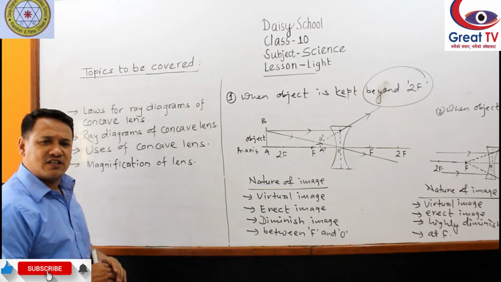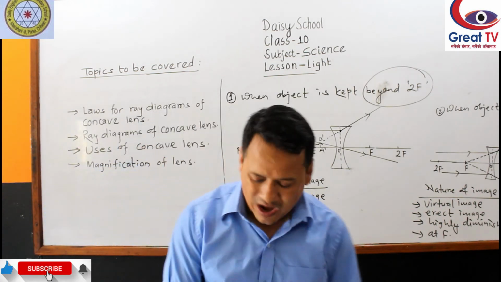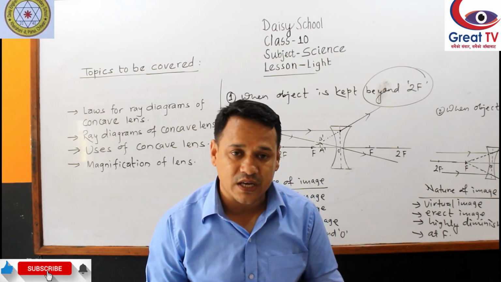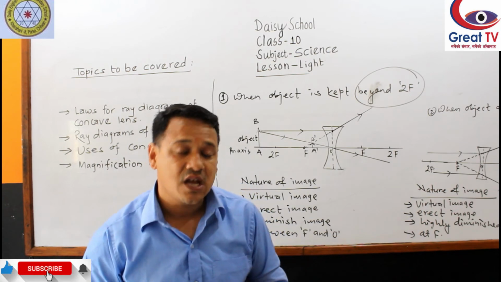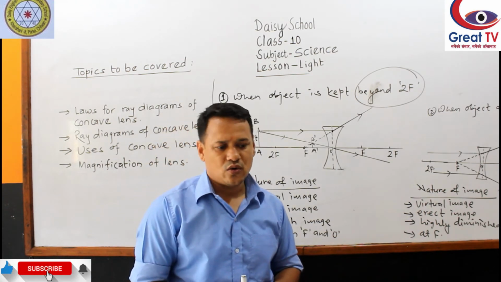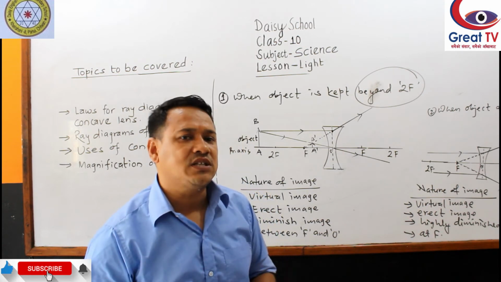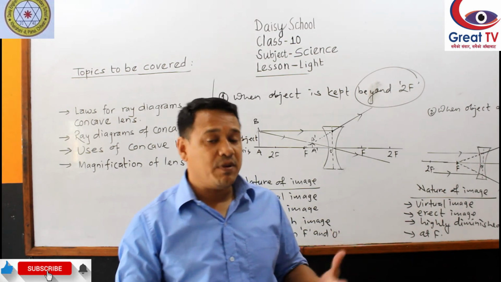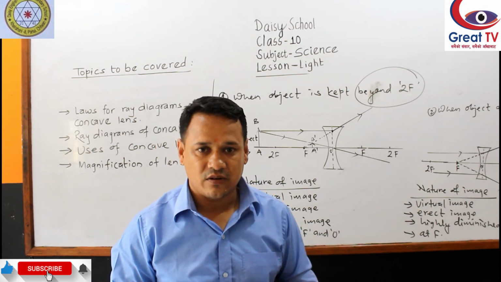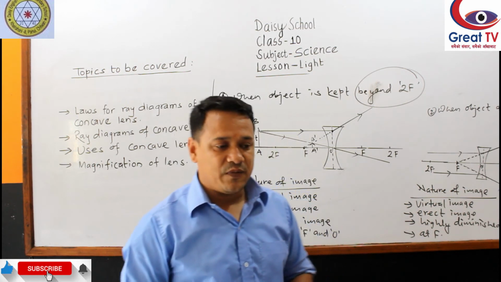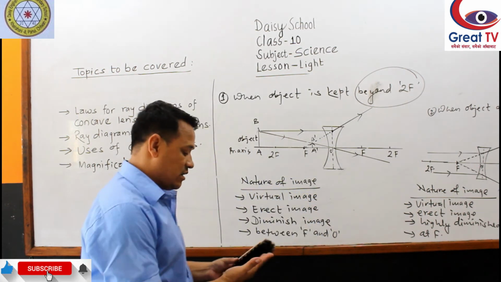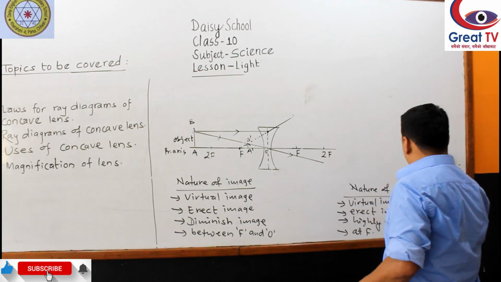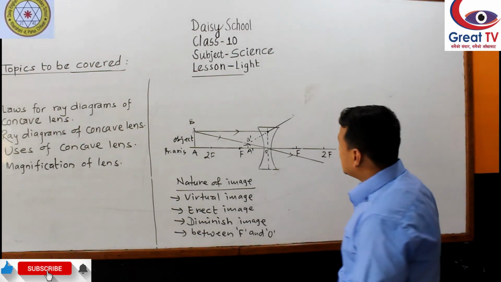Now, magnification of lens, one term. While using a concave lens or convex lens, sometimes the image will be bigger than the object, sometimes smaller, sometimes equal also. So after using the lens, the size of the image became bigger or smaller. That is the magnification of lens. Magnification of lens is simply defined by the ratio of image distance to object distance, or size of image to size of object.